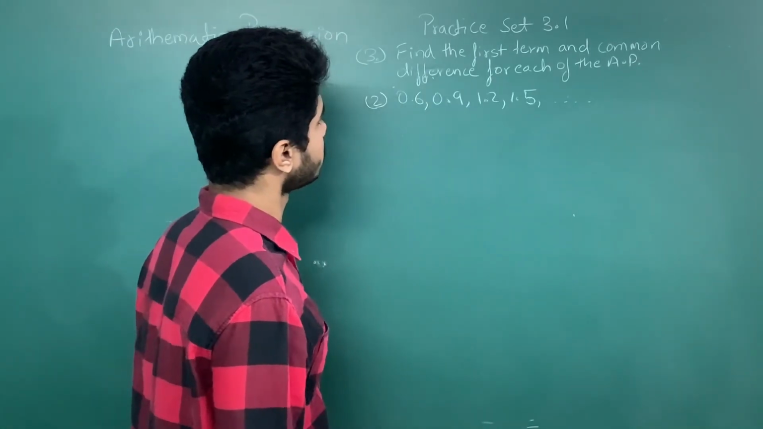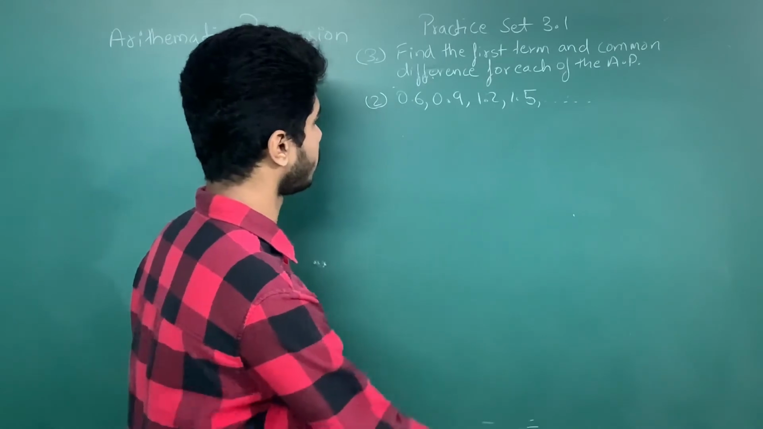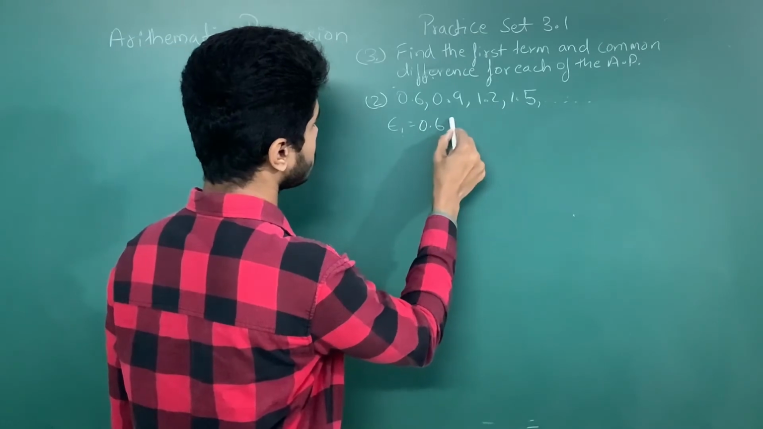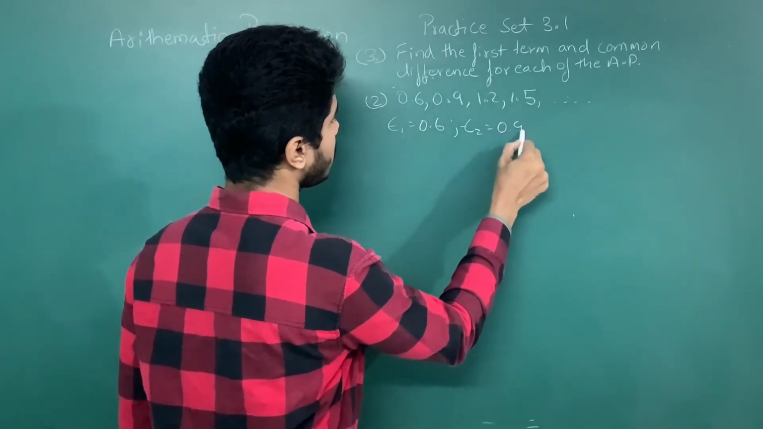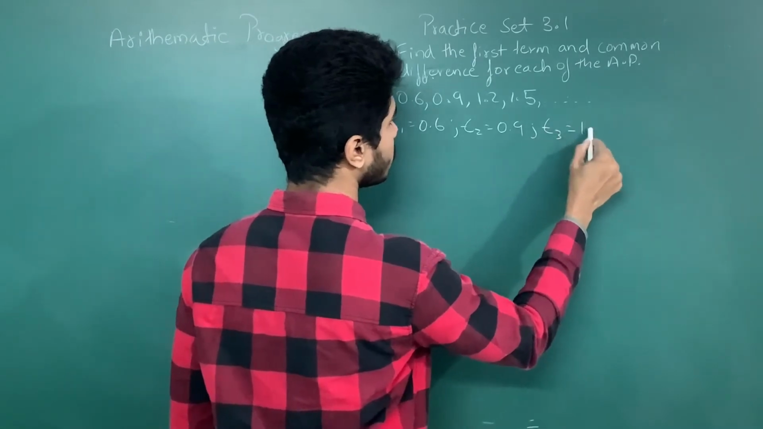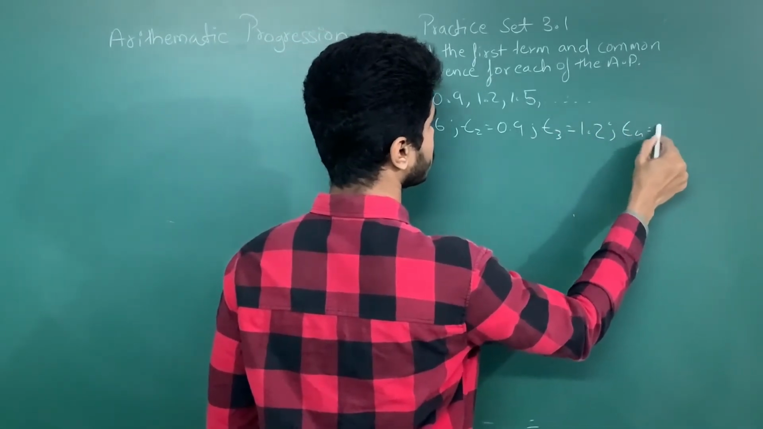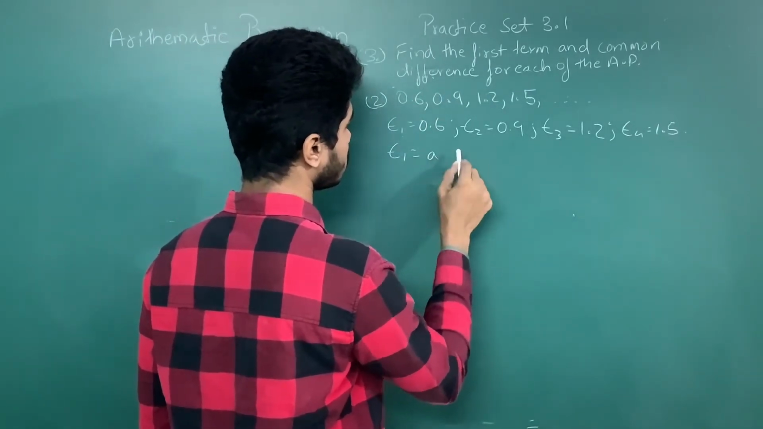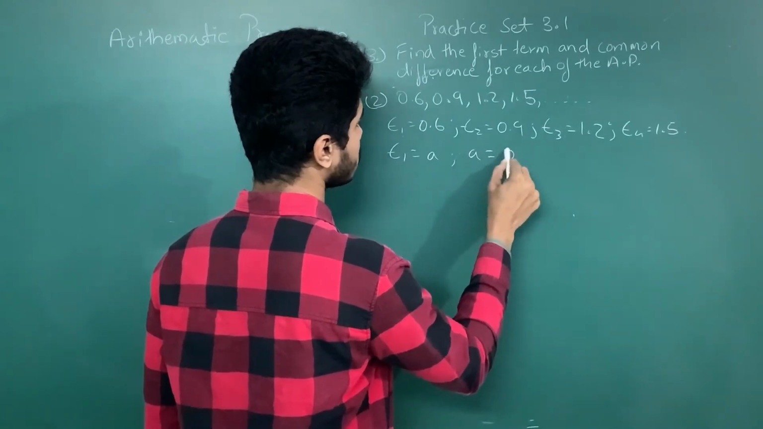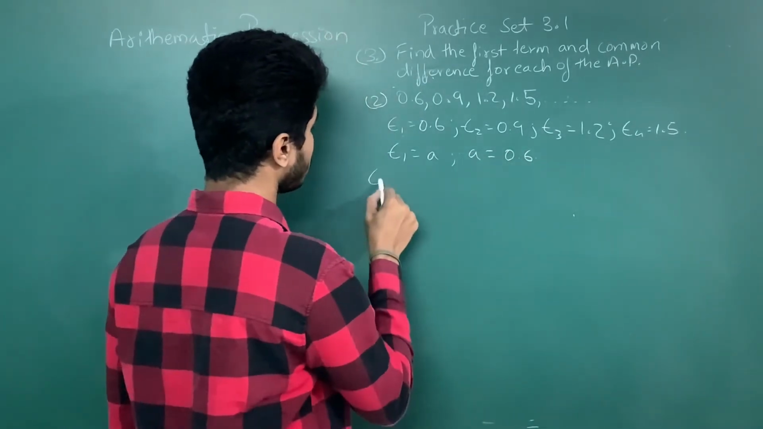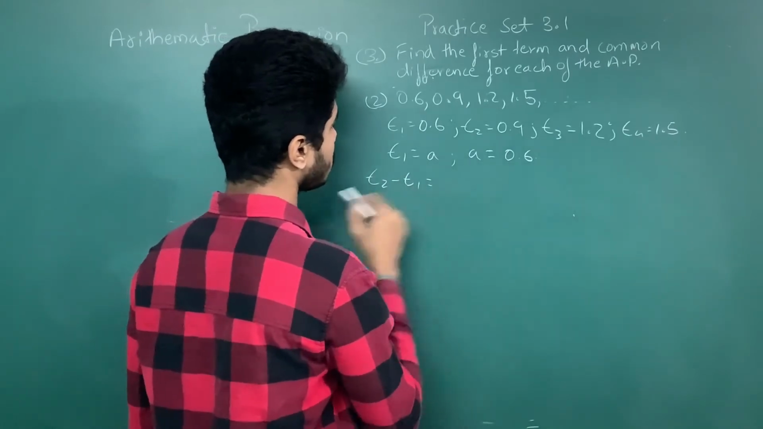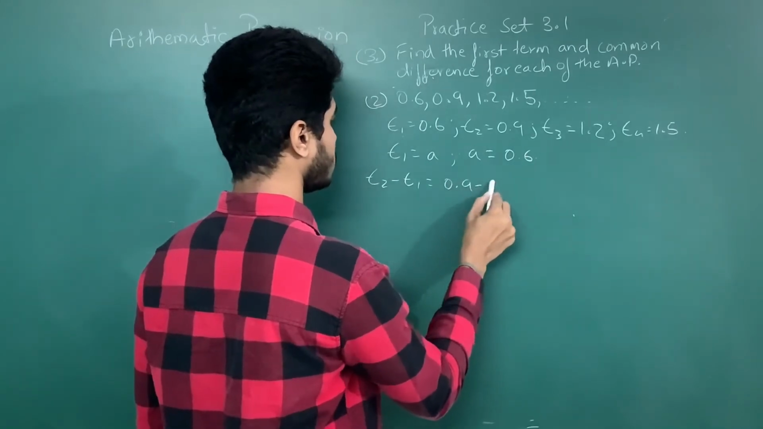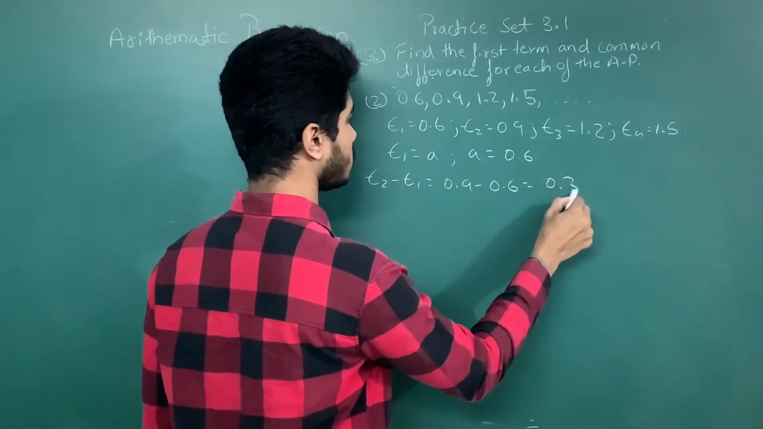Second sequence 0.6, 0.9, 1.2 and 1.5. So we'll denote each number as a term, T1 as 0.6, T2 as 0.9, T3 as 1.2, T4 as 1.5. Therefore T1 is equal to A, so we get the first term A is equal to 0.6. So therefore T2 minus T1, we need to find the difference between the terms. So 0.9 minus 0.6 is equal to 0.3.